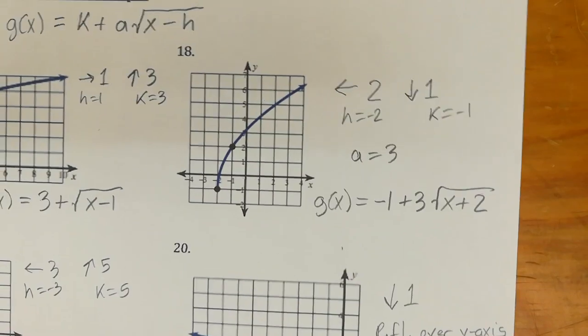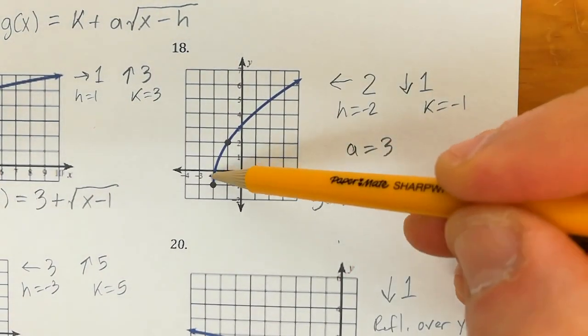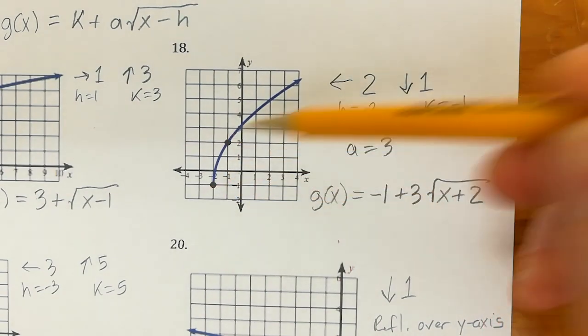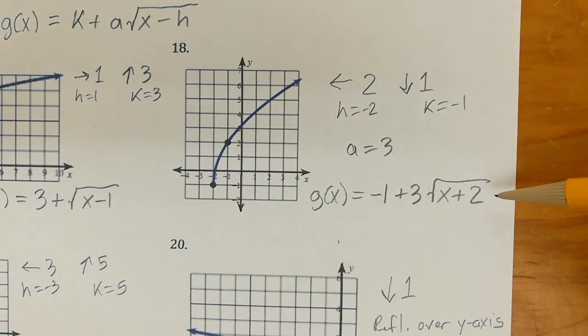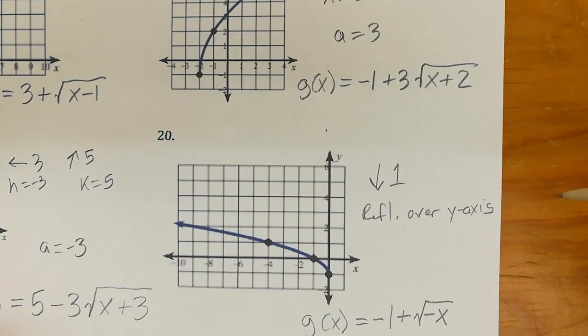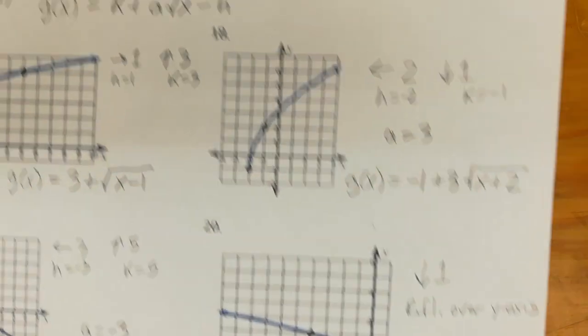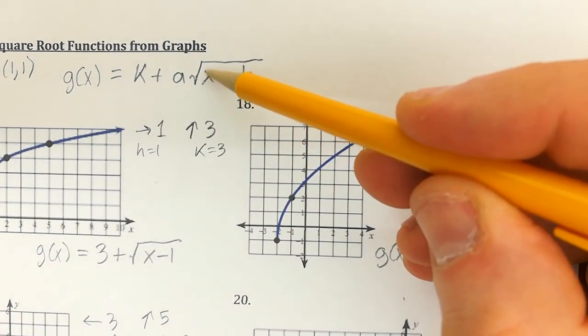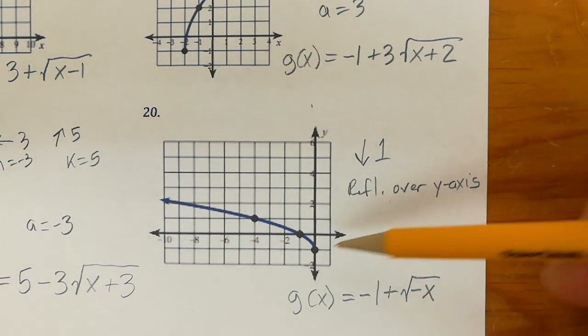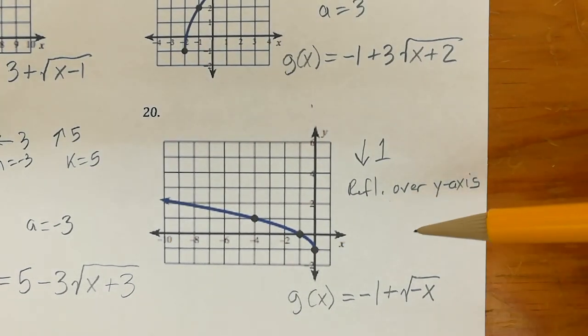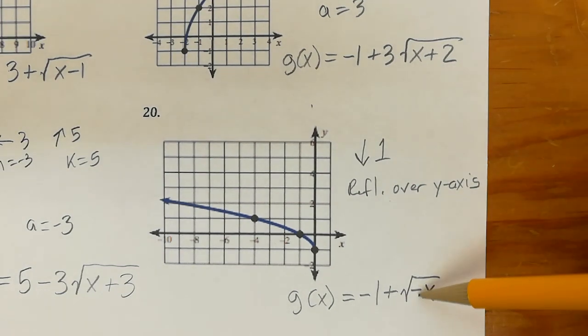Okay, so looking at 18, it was shifted left 2, down 1, and had a vertical stretch of 3. So we end up with this as our function. Number 20 was definitely different here, and this might have been a little bit of a challenge. We don't really have a place, or variable, to put our value for the reflection over the y-axis. There is one, but it kind of gets a little confusing. But know that if you have a reflection over the y-axis, if the graph is heading to the left instead of to the right like it normally does, that's going to cause a negative sign inside the square root.